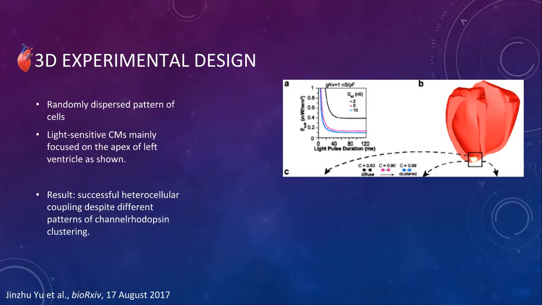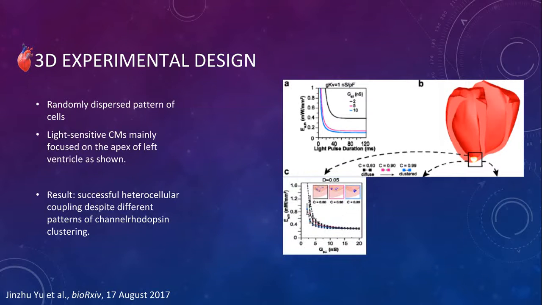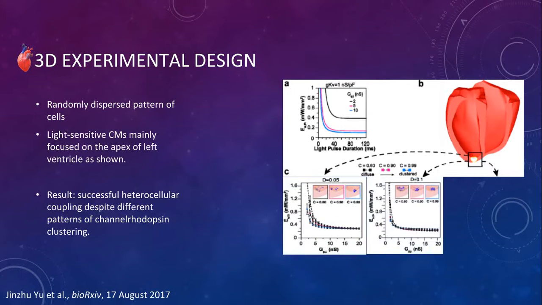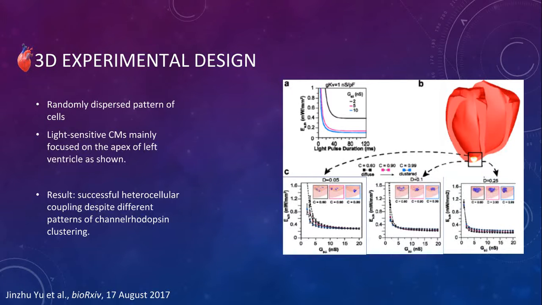Cell delivery of channelrhodopsin clusters was simulated and localized with the native non-optogenetically modified cardiomyocytes at the left ventricular apex, as shown in the diagram. These clusters covered a range of cell densities of 0.05, 0.1, and 0.25. Results showed that within each density, successful heterocellular coupling was reported despite very different spatial patterns of clustering.